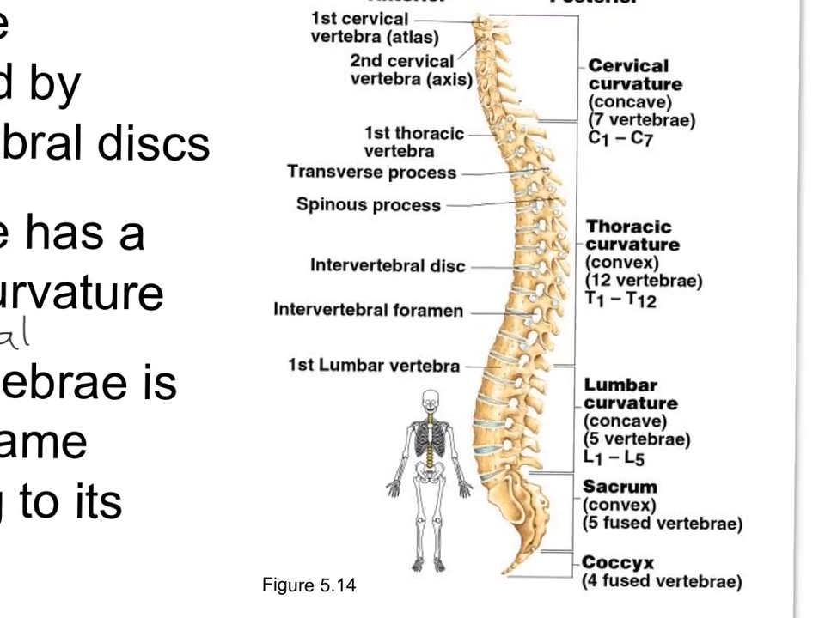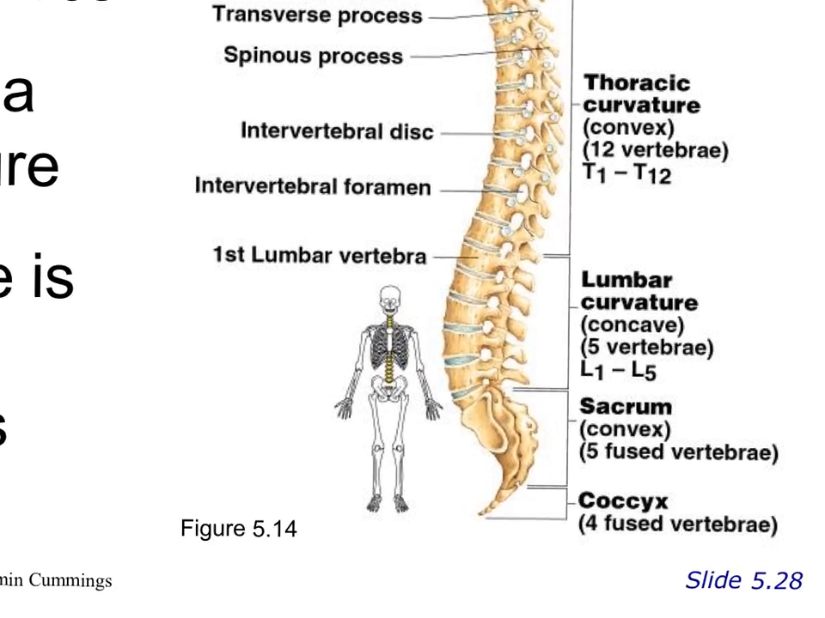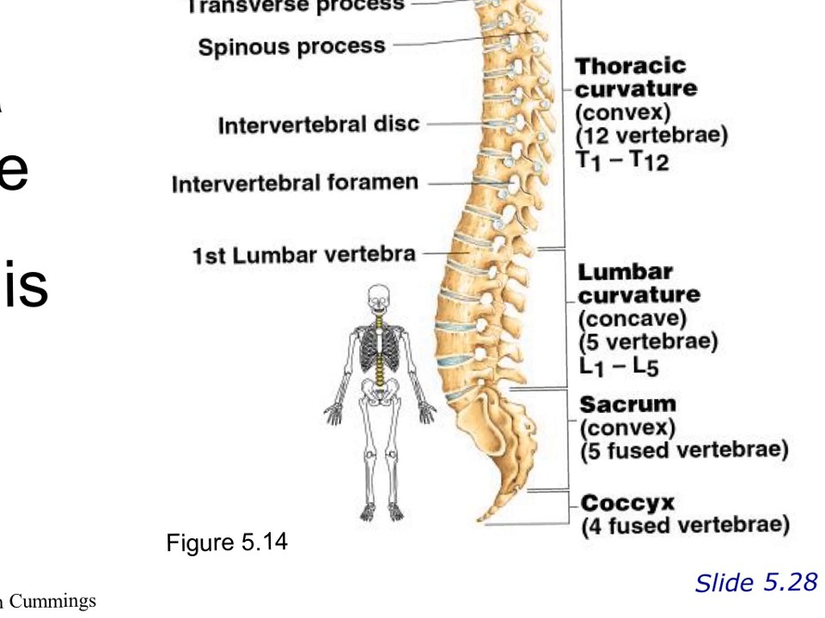Okay, and then down here at the bottom we have your lumbar curvature, and that is again concave, okay? And this is your L1, your first lumbar vertebra, as it starts to curve around again. There are 5 of them, L1 through L5. And below that, you have your sacrum, which now is convex again. Your coccyx is, I don't think it's considered convex, it's too small to do that, below that.